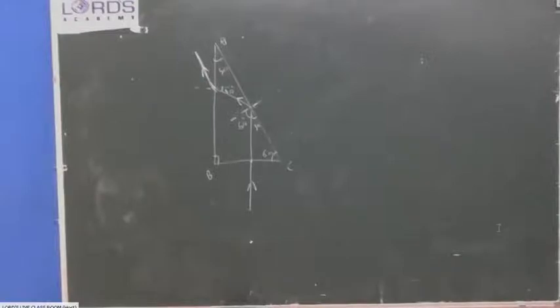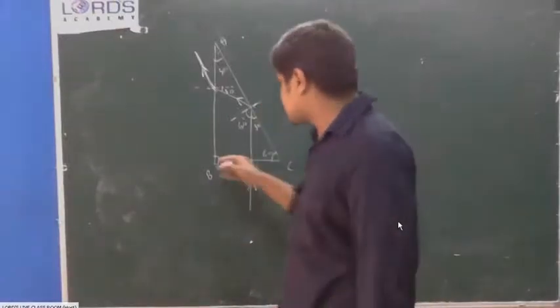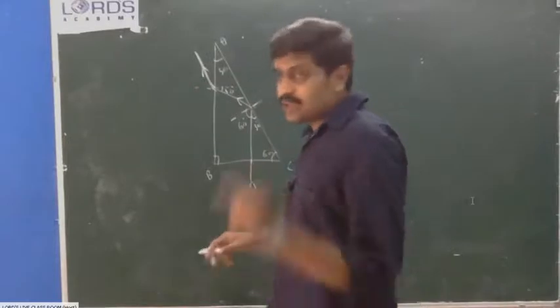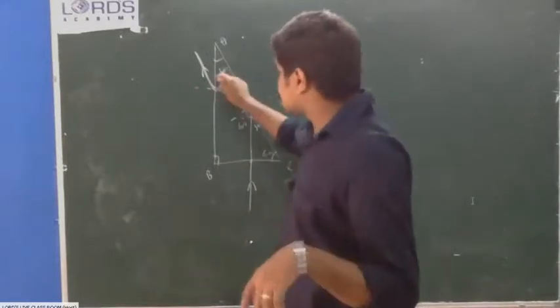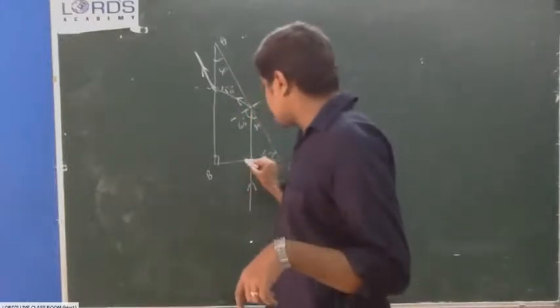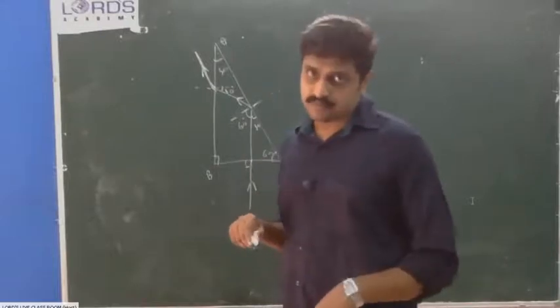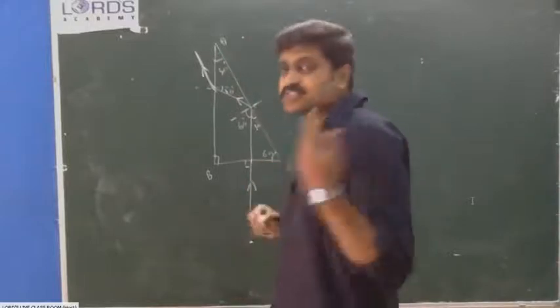Just listen. The light ray enters through a side which is opposite to the 30 degree angle. First condition: the light ray enters through the side opposite to 30 degree. What happened? Opposite to 30 degree, the angle of incidence is 0 degree.